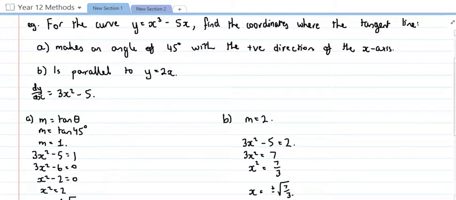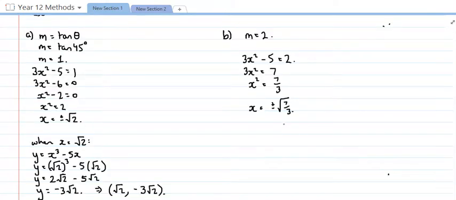Okay, so not sure what's going on here. Right, I seem to have fixed it.